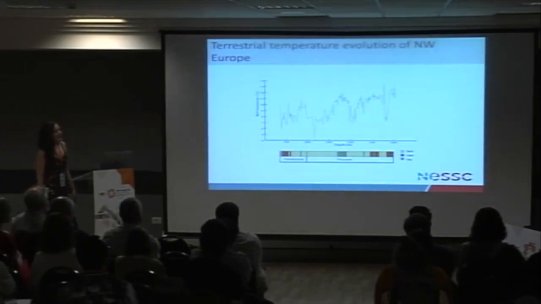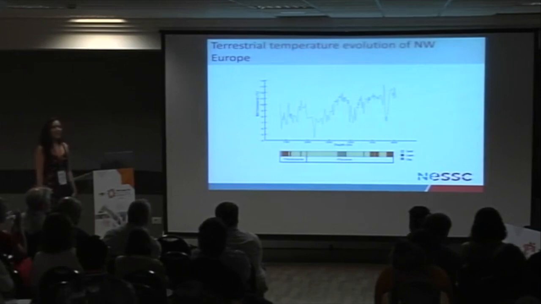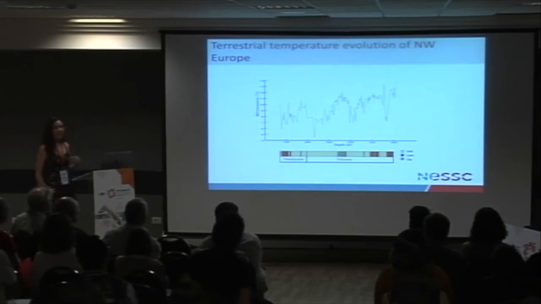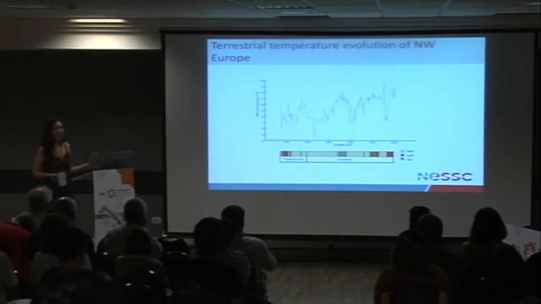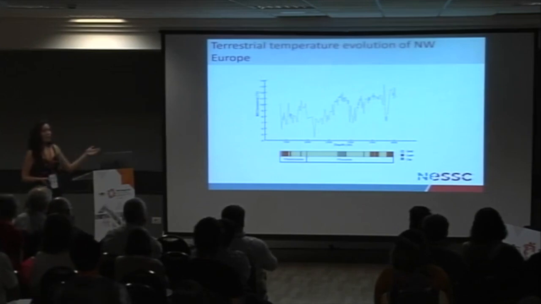So without any further ado, here's a temperature record that we generated. If you notice, I haven't put any exact ages on the bottom. This is because the age model right now is just based on biostratigraphy, so first occurrence dates and last occurrence dates of dinoflagellate cysts. And we know from that preliminary age model that it goes from about 5 million years ago to 2.4 million years ago.